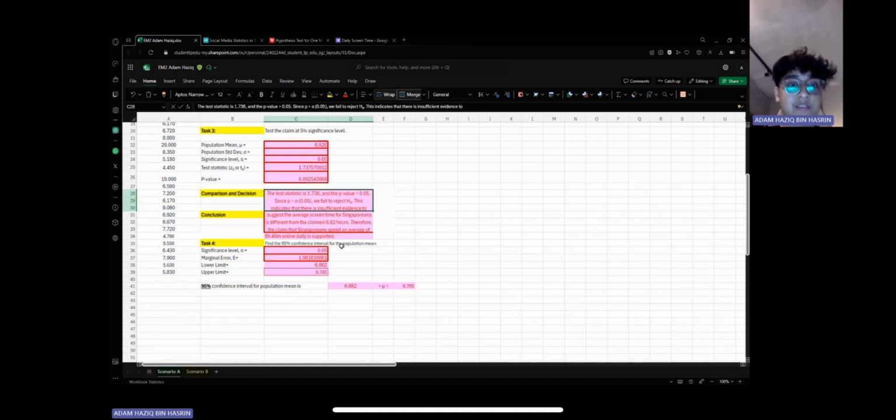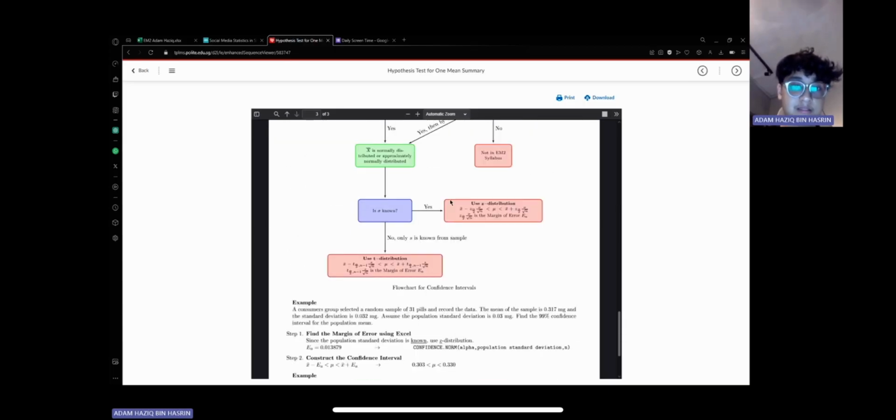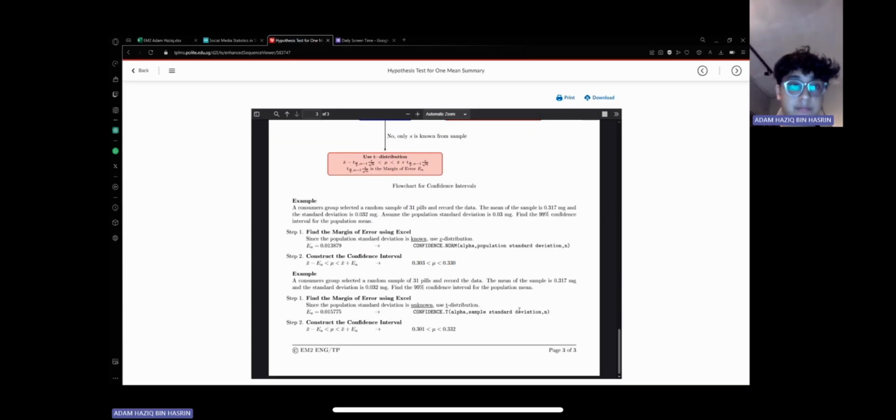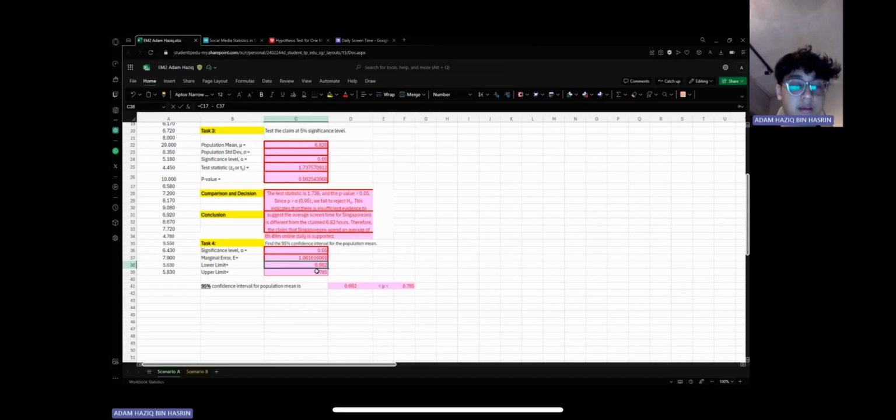Now, to find the 95% confidence interval for the population mean, we need the significance level again, which we know is 0.05, and the margin of error, which is CONFIDENCE.T, and then the significance level, standard deviation of the sample, and sample size again, which this formula comes from, again, the summary sheet here, CONFIDENCE.T. And calculating the lower limit and upper limit, we get 6.662 and 8.785. What this means is that the 95% confidence interval for the population mean is between 6.662 and 8.785.